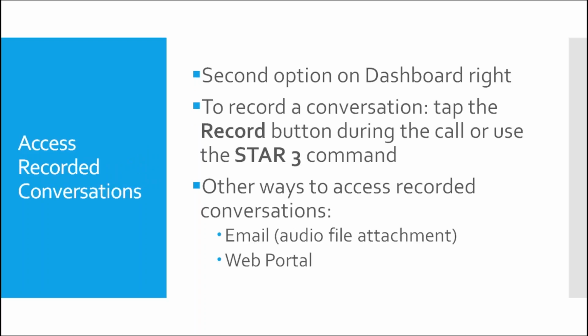Next, in your dashboard, Conversations is the second option on the right from the top. You can tap to access recorded conversations in the same way as accessing and managing voice messages. So you can remember that it is simple and easy to record a conversation. You can just tap the record button during the call. And if you're not using the mobile app, you can record a conversation using the *3 command to record and stop recording. Recorded conversations are sent to you by email as audio file attachments, and they can also be accessed on your Evatel web portal.